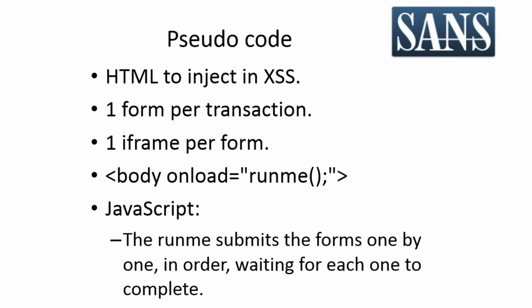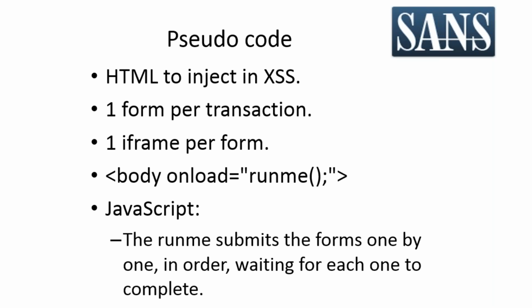So pseudocode. First off, we find the cross-site scripting. Next off, we create an HTML page to inject into the cross-site scripting. We create one form for transactions, so form 0, form 1, form 2, form 3.